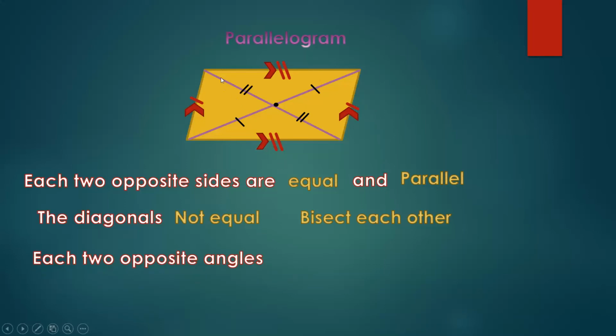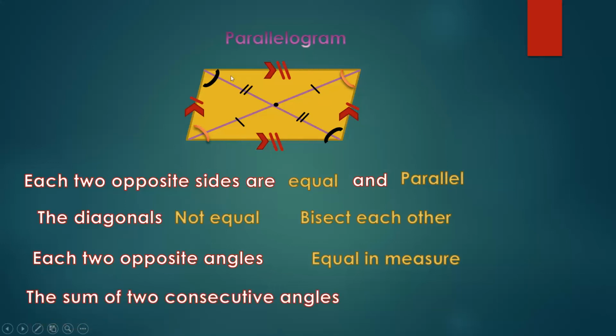Each two opposite angles, this angle and this angle, and this angle and this angle, are equal. The opposite two angles are equal in measure. The sum of two consecutive angles, every two consecutive angles, their sum equals 180. Like this and this, this and this, this and this are consecutive. So the sum of any two consecutive angles equals 180 degrees. Okay, this is the parallelogram.